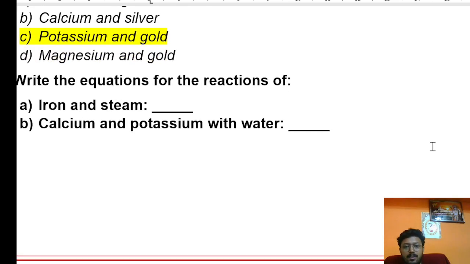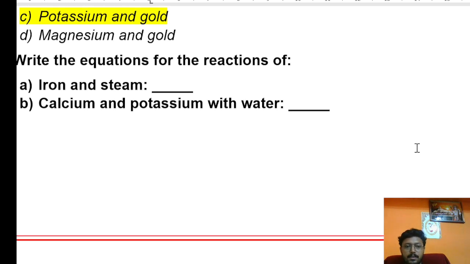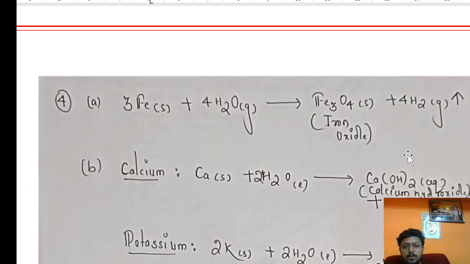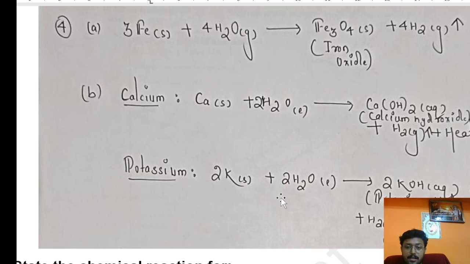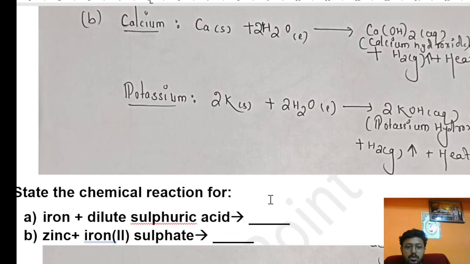Now move to question number 4. Write the equations for the reactions of iron with steam, and of calcium and potassium with water. Dear student, iron plus steam gives iron oxide plus hydrogen gas. It is a balanced chemical equation. Calcium reacts with water to give calcium hydroxide plus hydrogen gas. Potassium reacts with water to give potassium hydroxide and hydrogen gas. And all of you know potassium hydroxide is a base, calcium hydroxide is also a base. Do you understand my point?